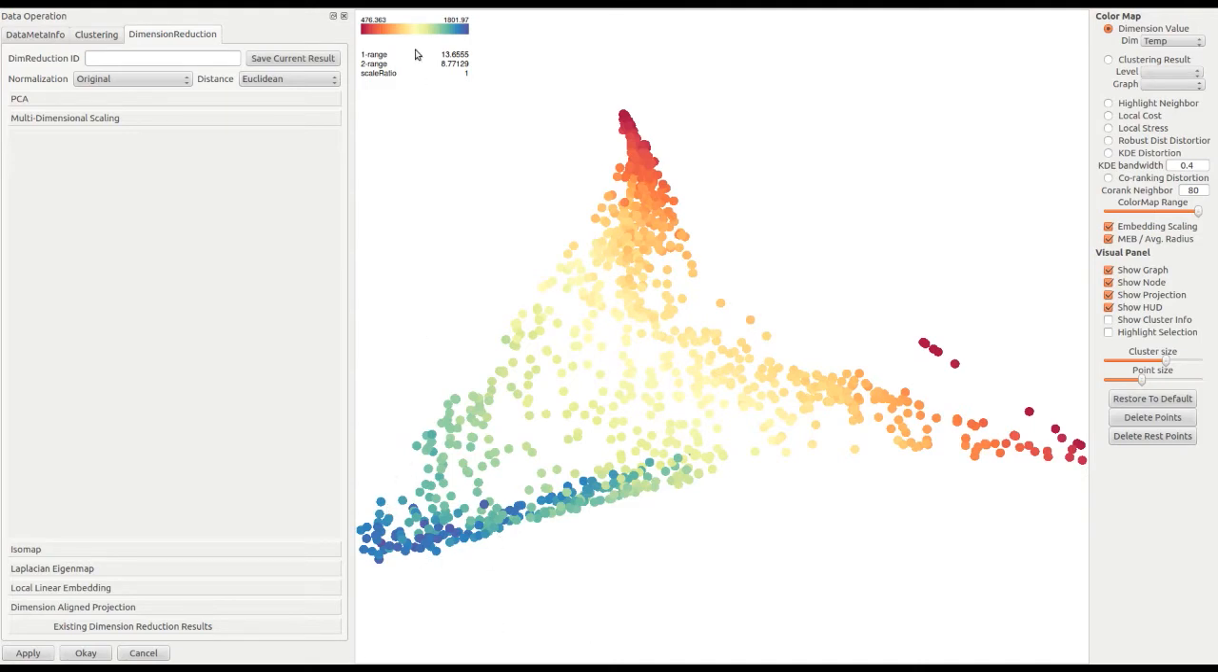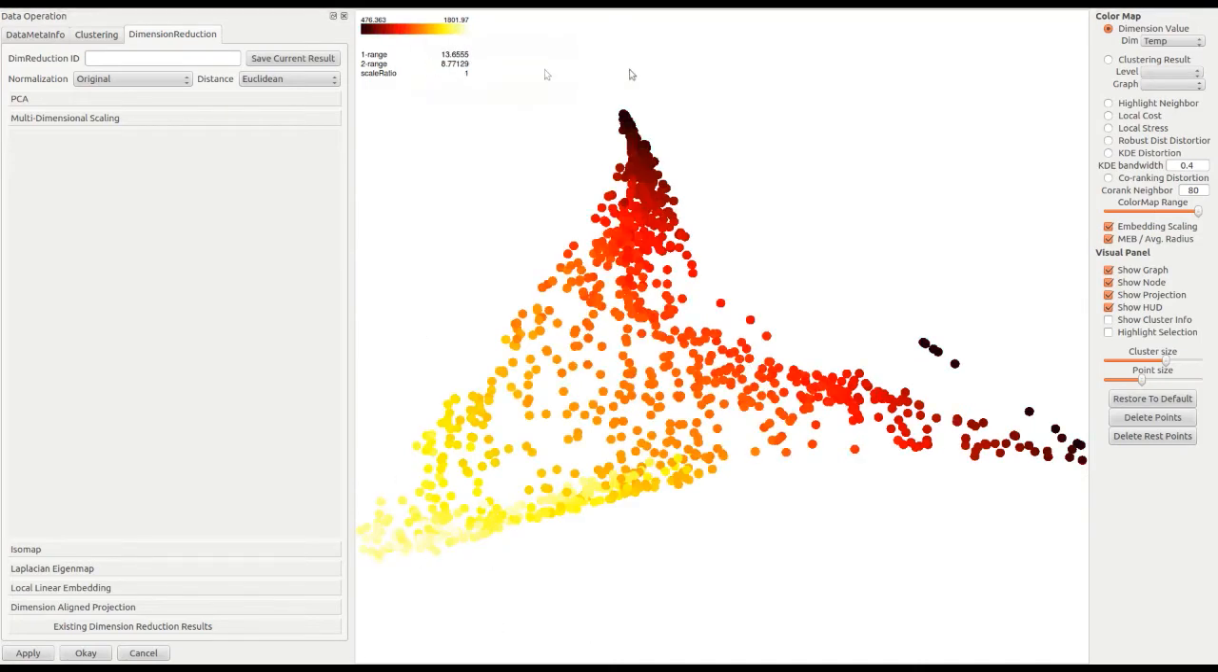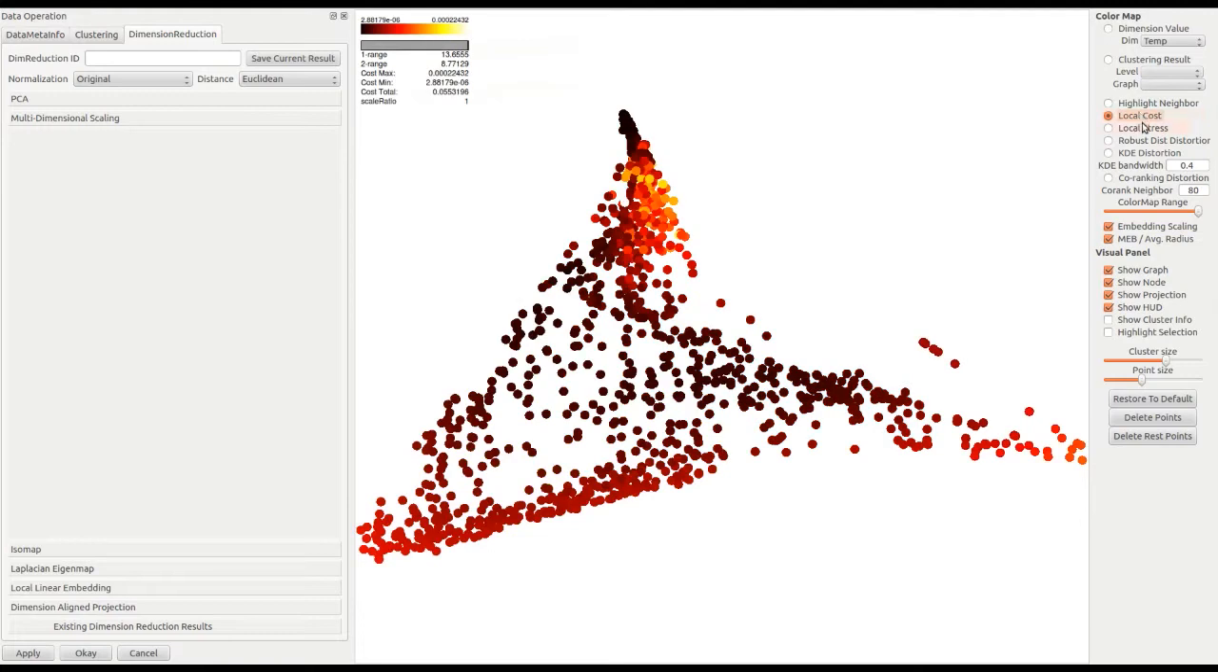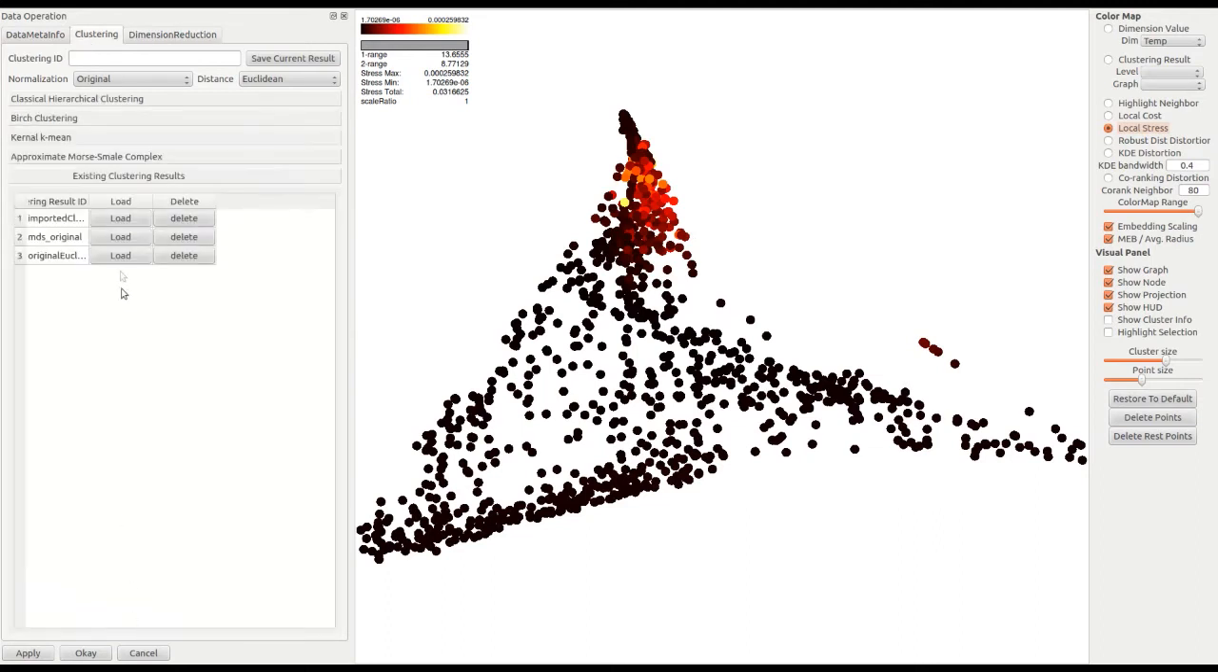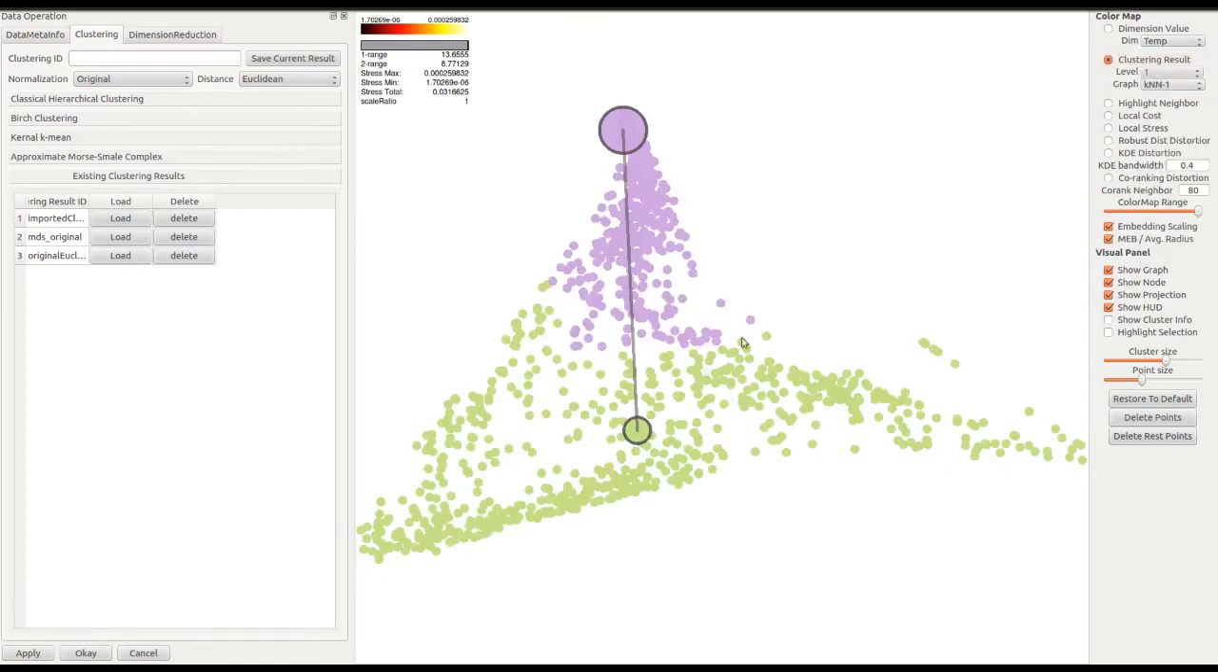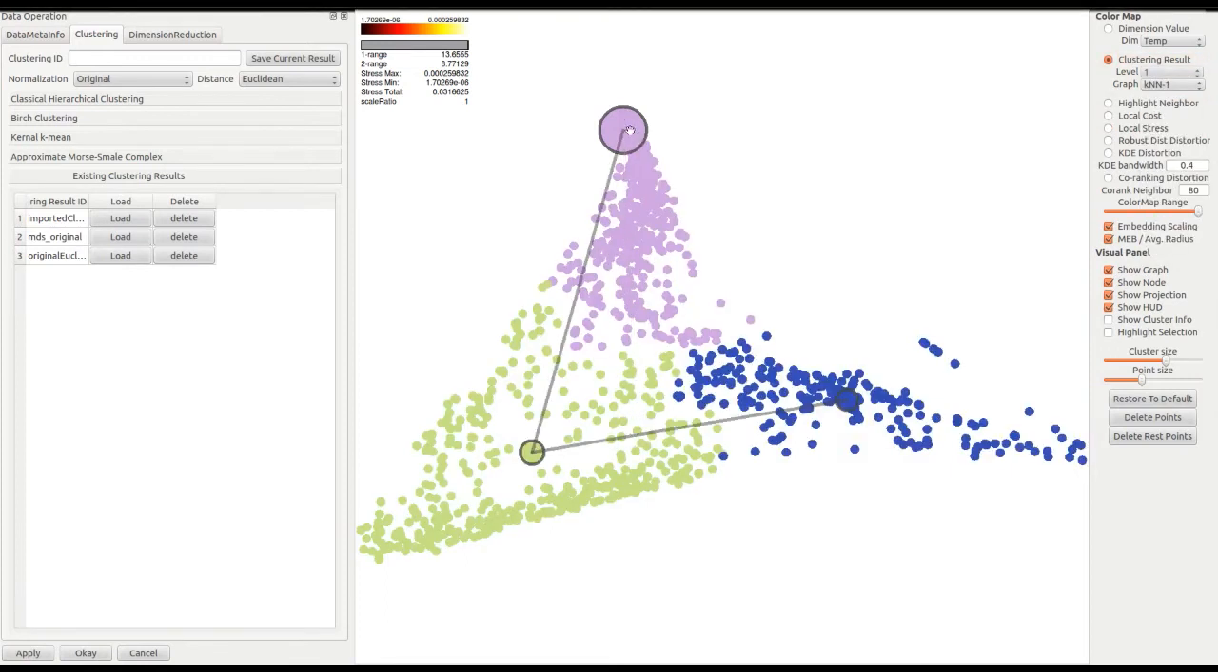In order to better understand the embedding and identify regions of interest, we visualize different point-wise distortion measures. We identify a region of interest in the upper middle area of the domain, which has high distortion across multiple distortion measures. To further explore such an area, we load pre-computed hierarchical clustering results on the given dataset. Here, we can double-click to expand the cluster at a given level.